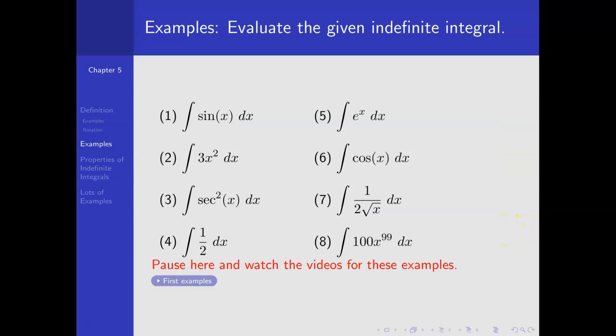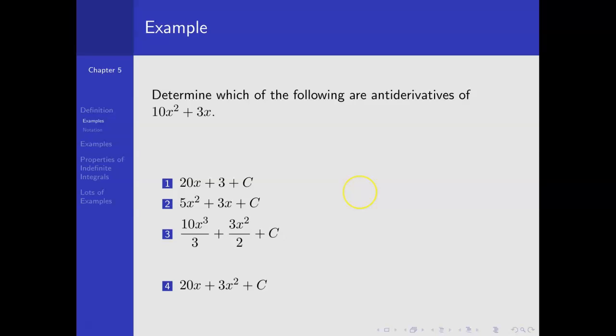And now we are ready for some more examples. And in these examples, we are going to be coming up with antiderivatives ourselves. In the first set of examples, I'm just going to flip back quickly. Right here, we were given some possibilities for the antiderivatives, and we just had to take the derivative of each one to figure out what was an antiderivative.